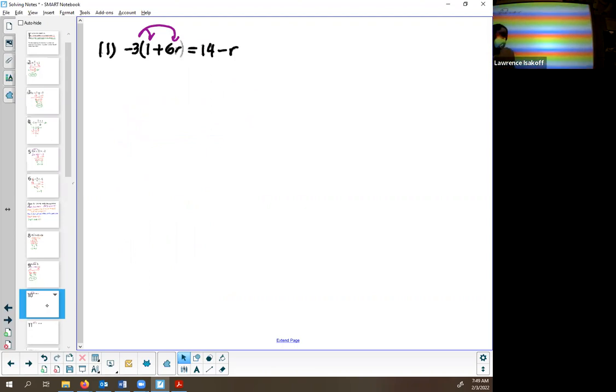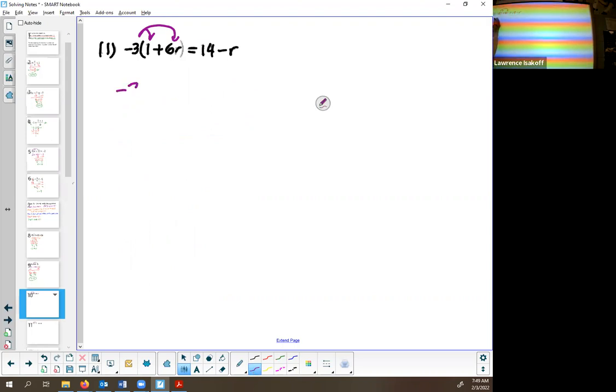So over here on this one, again, do I have something to distribute first? Yeah, I had the negative 3. So let's go ahead and take care of that. So negative 3 times 1, negative 3. Negative 3 times 6r, it's negative 18r. It's equal to 14 minus r.